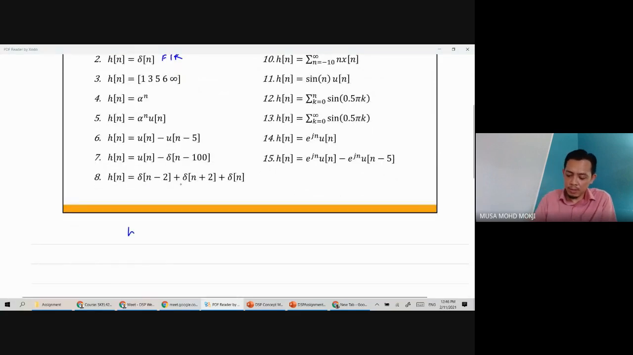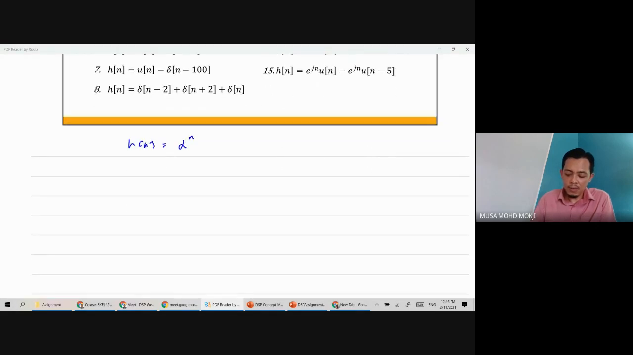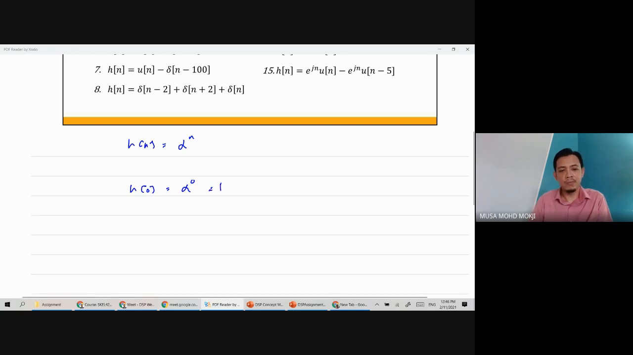So because we can do this, what is that? Hn equals alpha to the power n. We can do this one by one. H0 is alpha 0, which equals 1. Do you have a value for H1? Yes, you have. It must be something. Do you have a value for H2? Yes, you have.